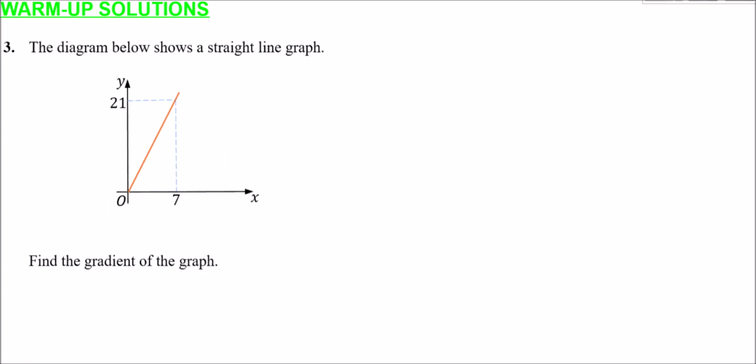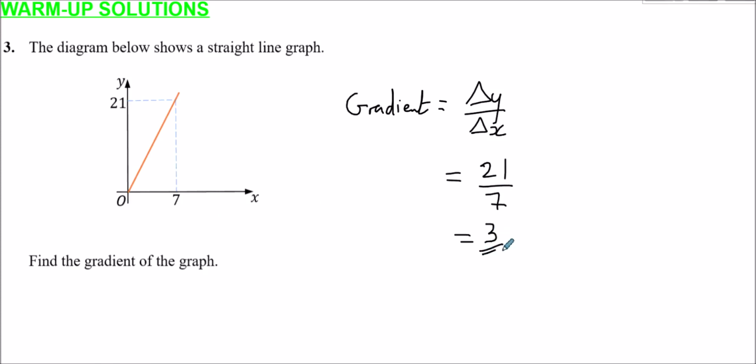So here, the gradient, as you should know, is just the change in y divided by the change in x. So for this one, y goes from 0 up to 21. X goes from 0 to 7, so that's 7. So the gradient is just 3.